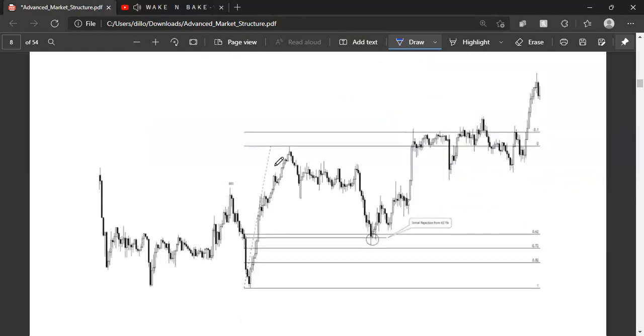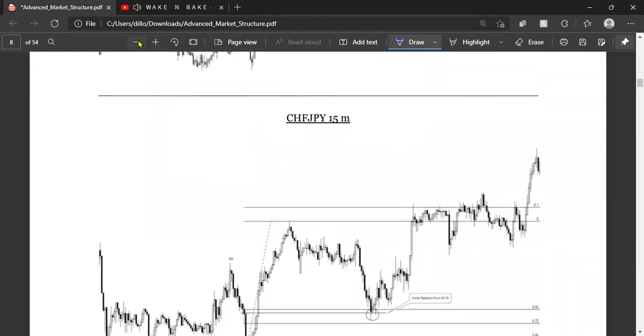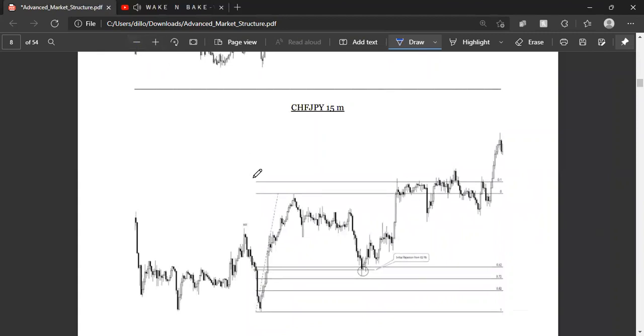So that was the first example. Next example here. As we go through these chart examples, I am still going to try and keep these videos somewhat short for you guys.